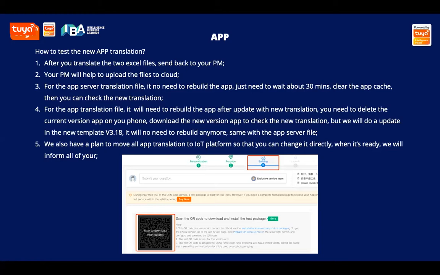But for the app translation file, you will need to rebuild the app after you update it with the new translation. You need to delete the current app on your phone, download the new translation app, and check the new translation. But we will do an update in the new template, v3.18. It will no longer need to rebuild. Same with the app server file.